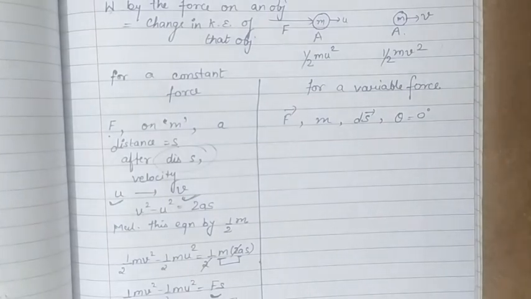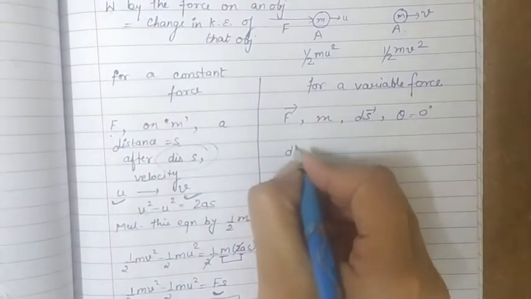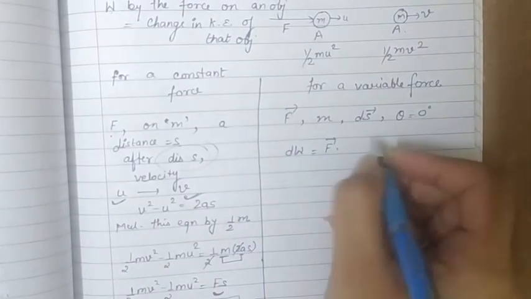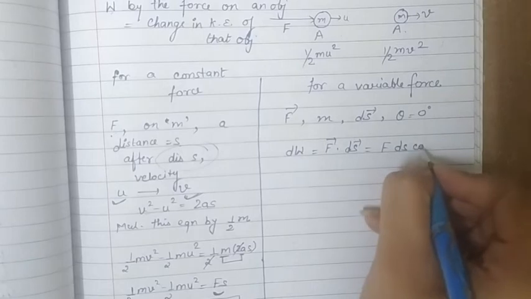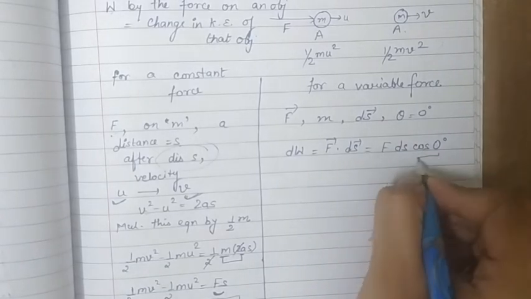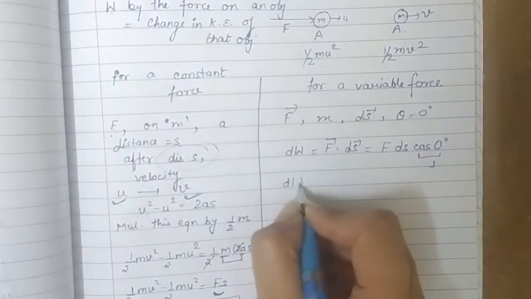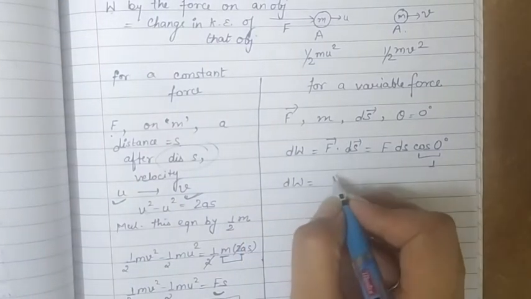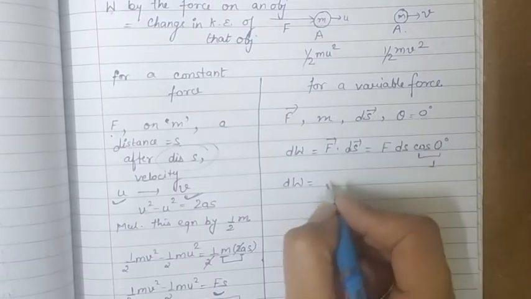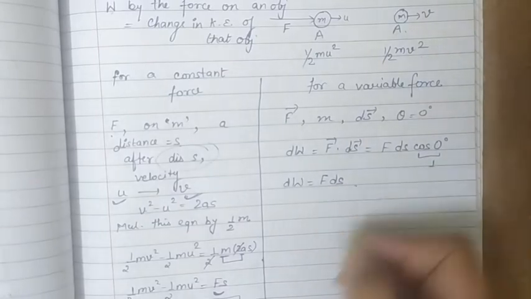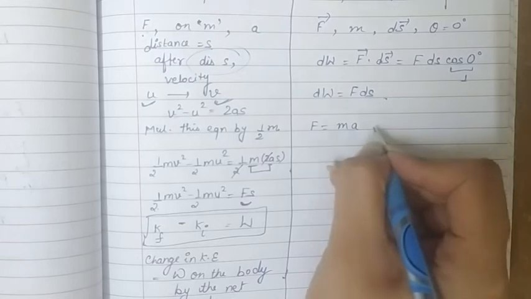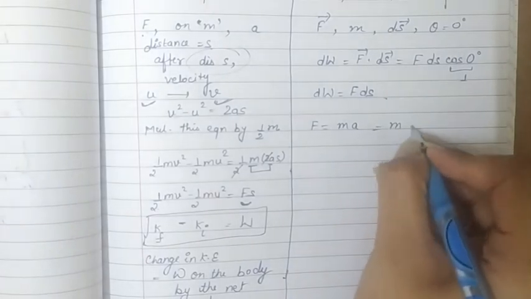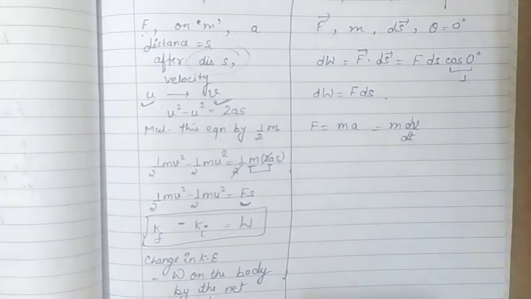Now in this case, the small work done dW can be given as the dot product of the force and the displacement vector, that is F dot ds, and we solve it and get F ds cos theta, where theta is 0 degree and cos 0 has the value 1. So dW, the small work done because of this variable force for small displacement ds vector, will be F ds. Now by applying Newton's second law of motion, we can say that the force is equal to mass into acceleration, and acceleration is the rate of change of velocity, that is dv over dt.